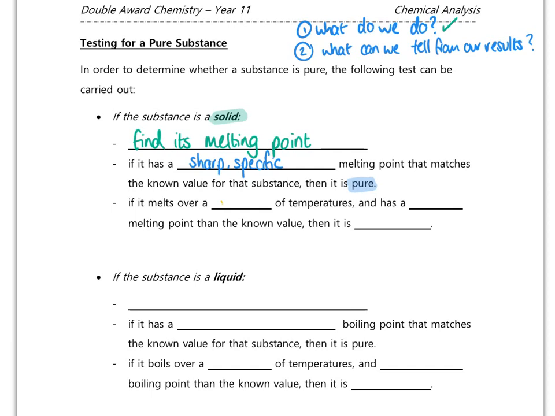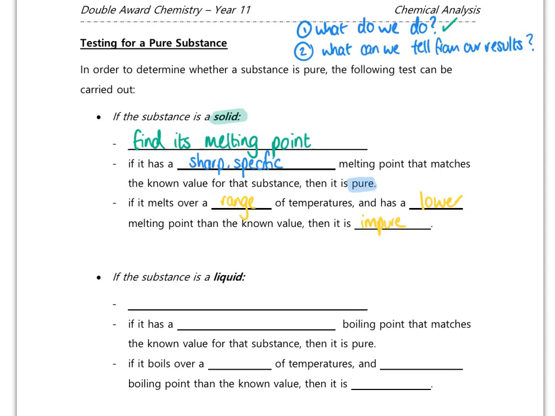So if it melts over a range of temperatures, and how is the melting point changed? If it's an impure substance, the melting point will be lower. So if it melts over a range of temperatures and has a lower melting point than the known value, then it is impure. So that's really important.